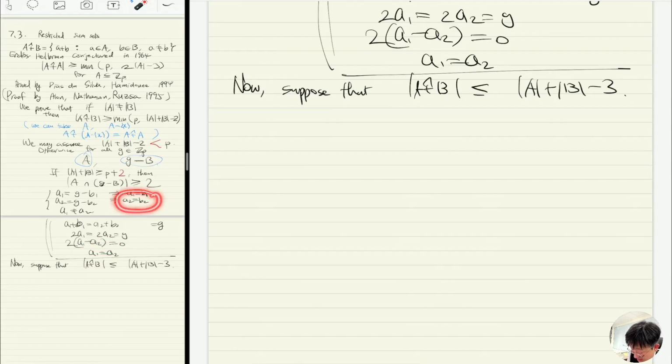There's a contradiction, right? By the pigeonhole principle, we can pick two distinct elements, two intersection points here, but they are the same. That's not possible. So whenever this is the case, any element g inside GP can be written as a sum of distinct pairs, so that A hat plus B is equal to GP. Let me just write it down.